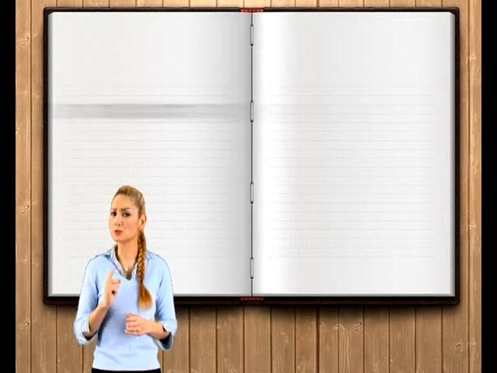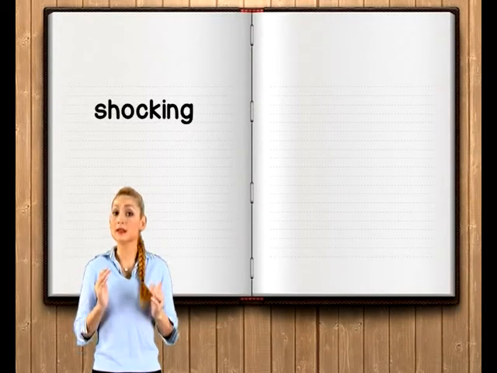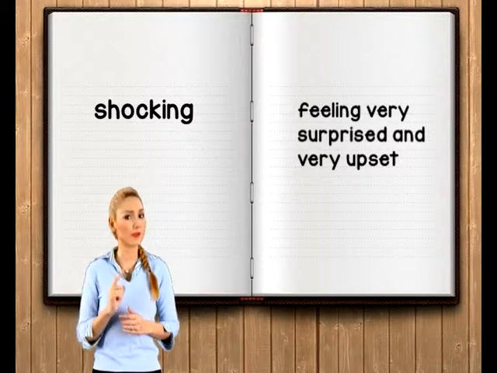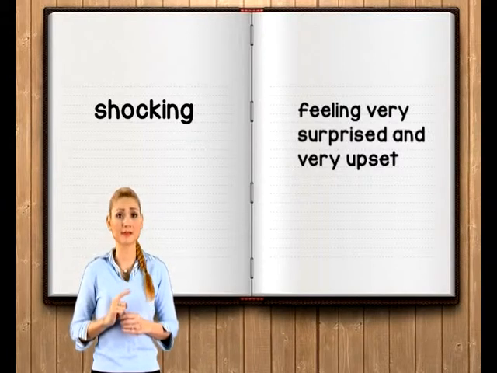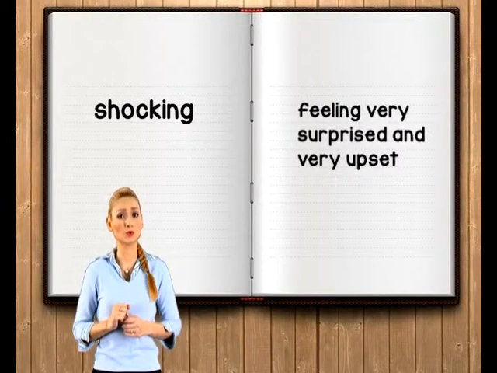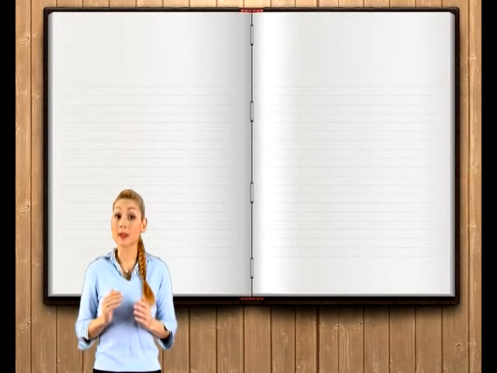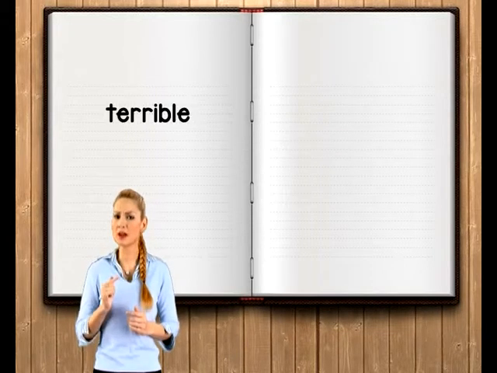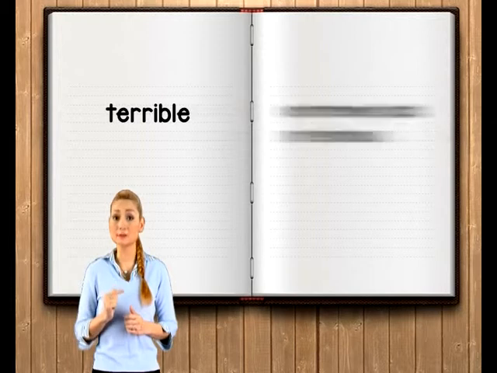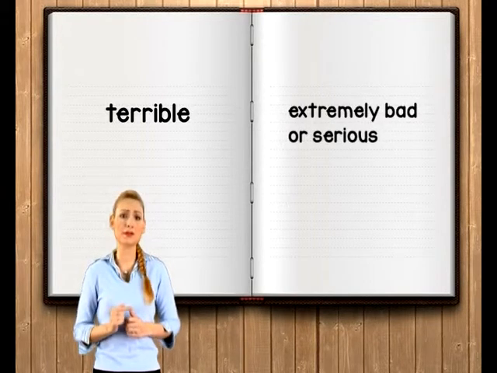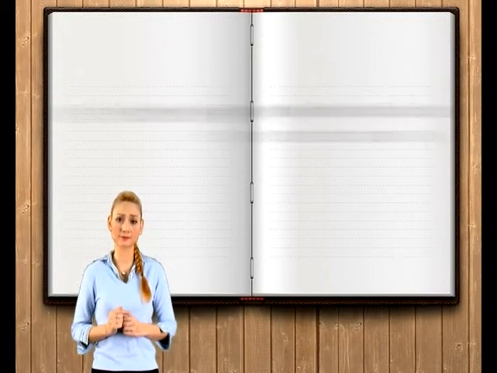Now, let's look at those words that popped up on the screen while the children were talking. Li Wei said that the news was shocking. This means that he was very surprised and very upset when he heard the bad news. Then Pushpa used the word terrible. This means that the news was extremely bad or serious.